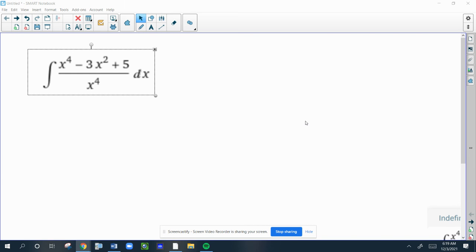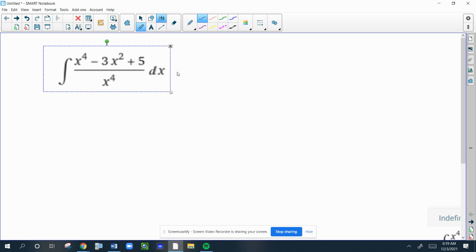Integrals, one is algebraic, one is trig. So it's nice to practice this type where it is a quotient, but we know we can't integrate quotients. We can only integrate sums and differences. So we're going to have to split this up.